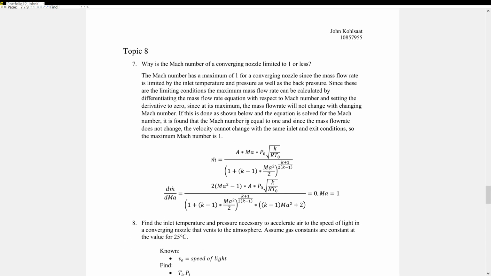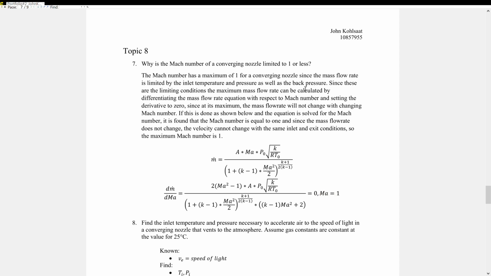Now for the last topic, why is the Mach number of a converging nozzle limited to 1 or less? Now this is essentially because the pressure and temperature coincide with the maximum mass flow rate, which can be shown as a function here. And if we differentiate it with respect to Mach number, or the speed of the liquid, we get a Mach number of 1 if we set the differentiation to be 0, which is what it would be at the maximum value, because at the maximum value the mass flow rate would not be changing. And so we get a maximum Mach number of 1 from that.